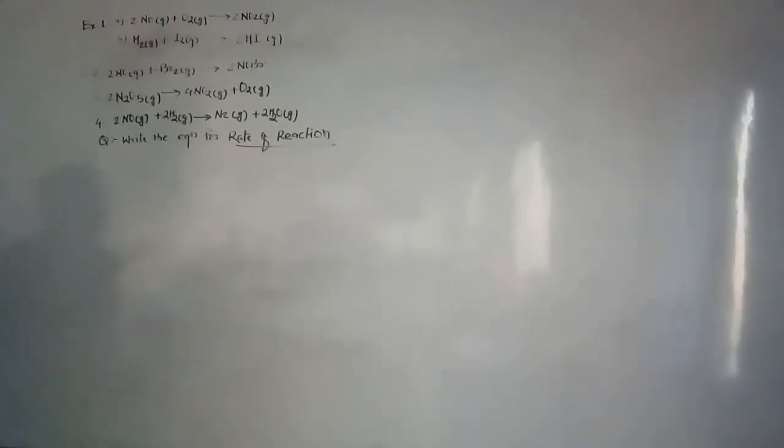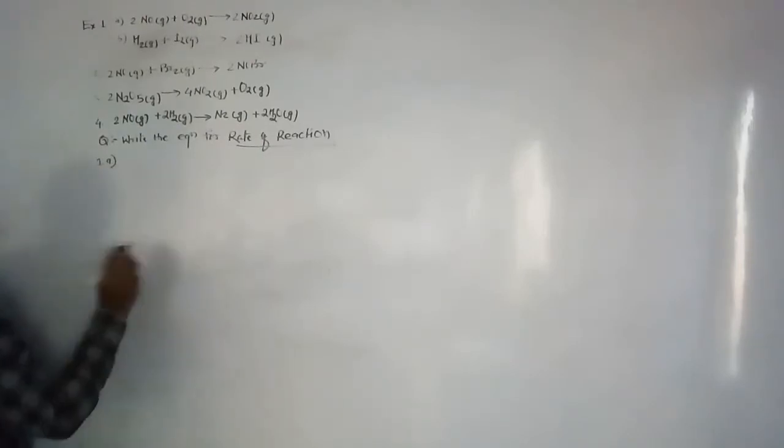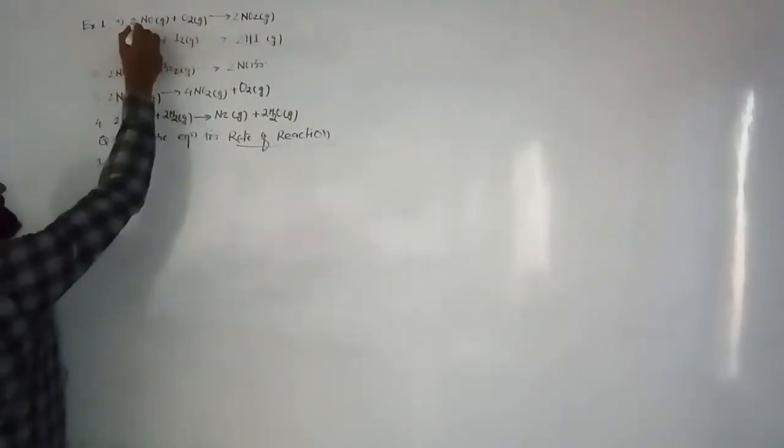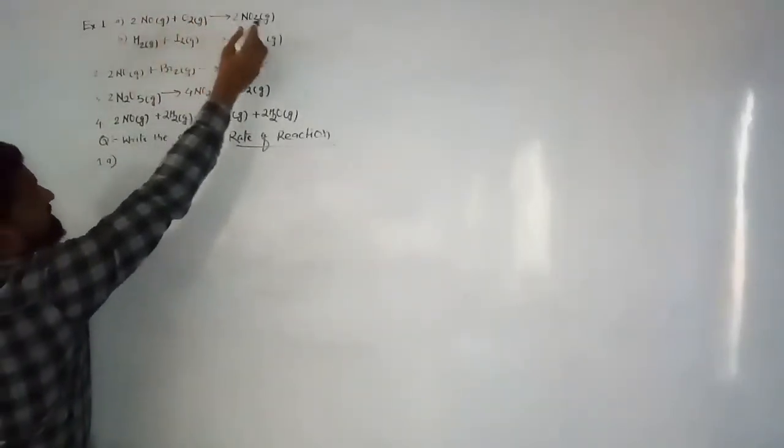One is enough for you. Here we have to write the rate of the reaction. So let us take number 1, part A. Twice NO, this is reactant, this is your product, this is reactant, this is your product. Now how to write the rate of the reaction?